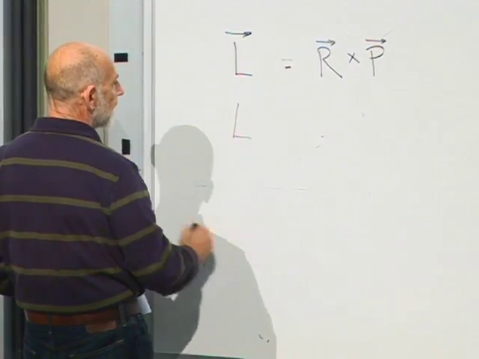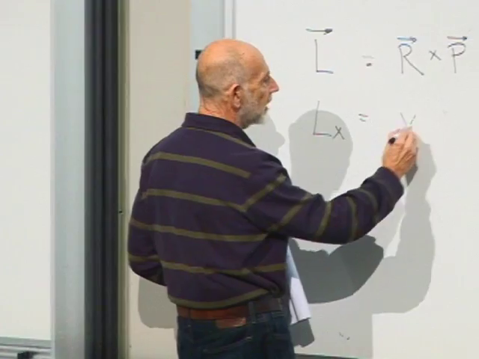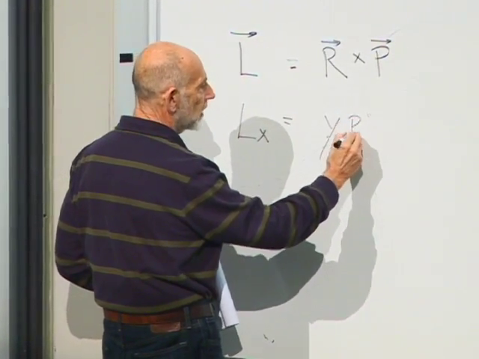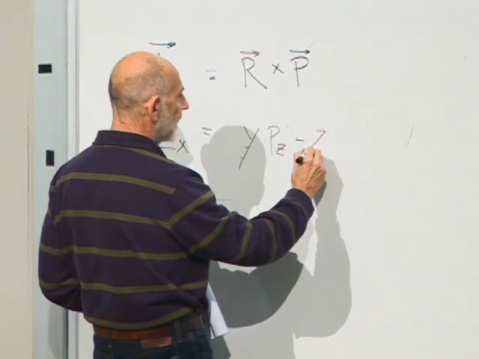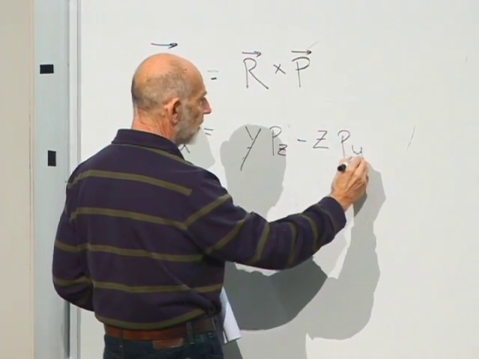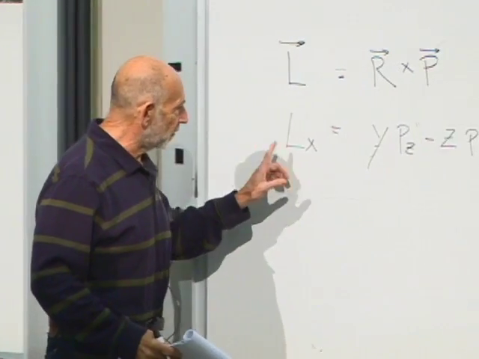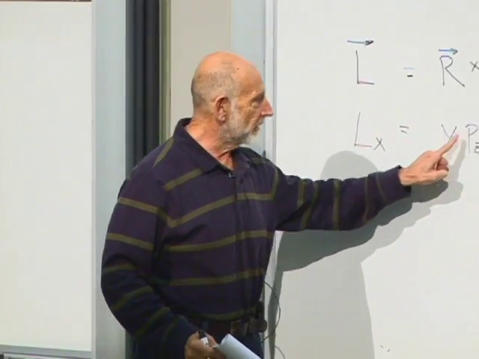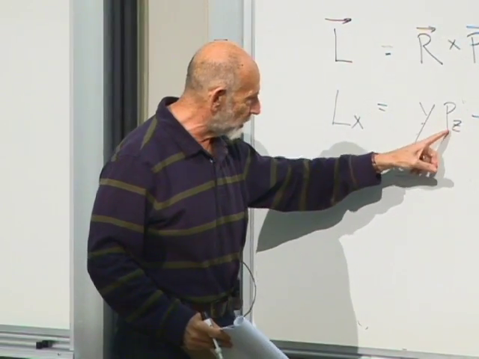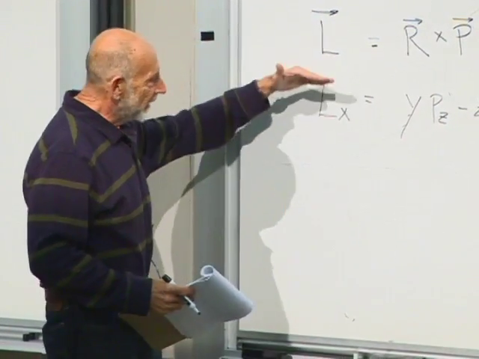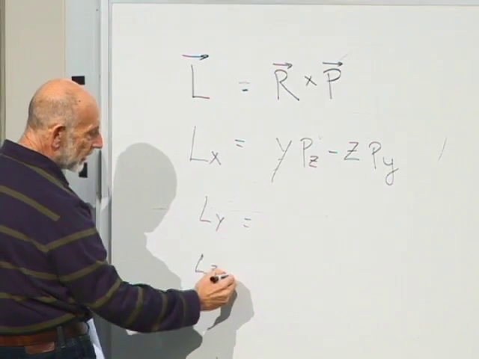Here's the rule. The x component of the cross product, the x component of the angular momentum, is the y component of position times the z component of momentum minus the z component of position times the y component of momentum. This is the only one that I ever remember. Lx equals y times pz minus z times py. All right, I read that off. For the other one, I know that I have to put them in the opposite order. I have to change pz to z, py to y. And then I want to go down from there, Lx, Ly, and Lz. I never remember them, but I know the rule.